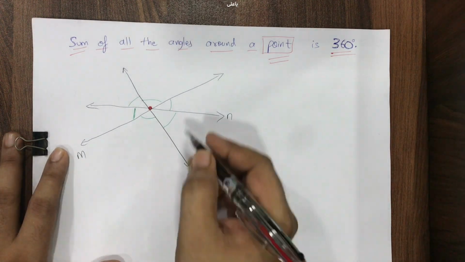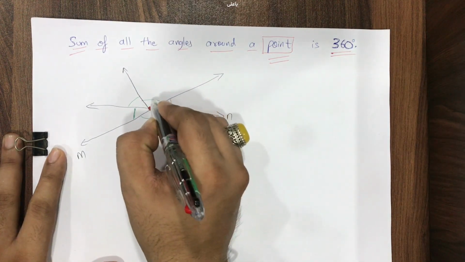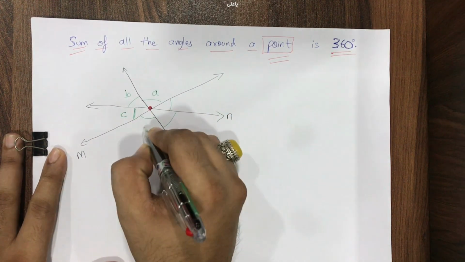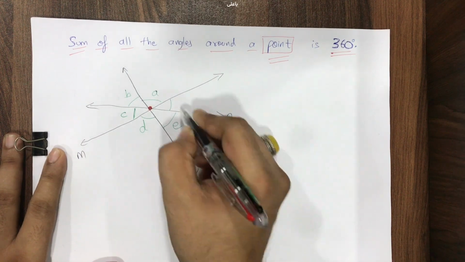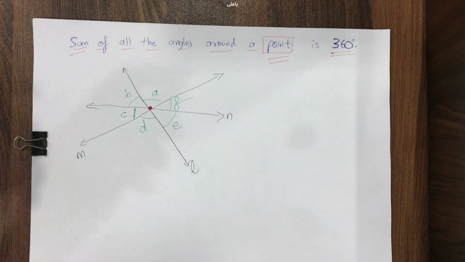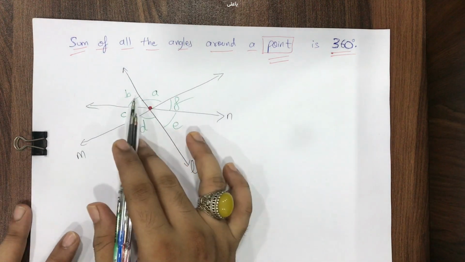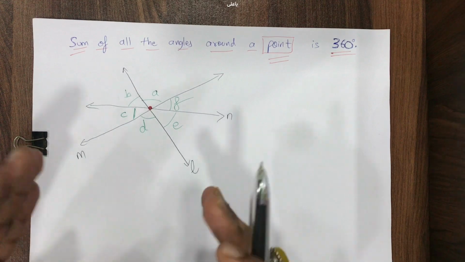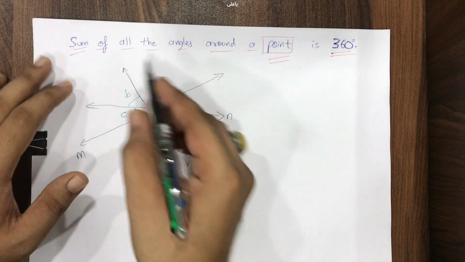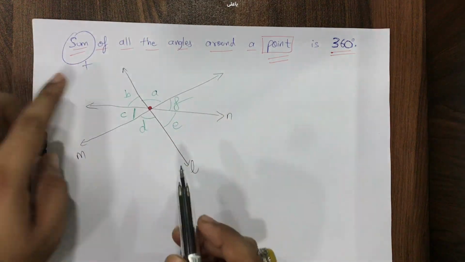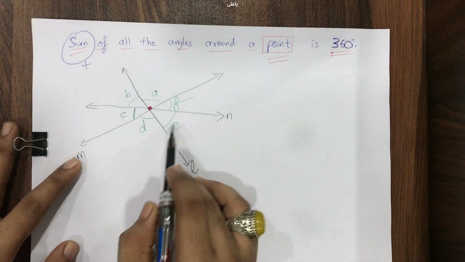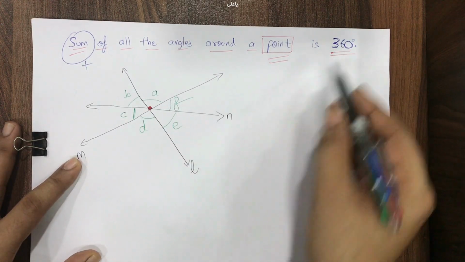Let us say the value of this angle is A, value of this angle is B, value of this angle is C, value of this angle is D, value of this angle is E, value of this angle is F. I have represented the measure of angles instead of numbers like 30, 40, 50, as A, B, C, D, E, F, because I am explaining the theorem. Now I want you all to see here: sum of all the angles. Sum means the addition of all the angles around a point. Can I say these angles A, B, C, D, E, F are around the point, and their sum is 360 degree.